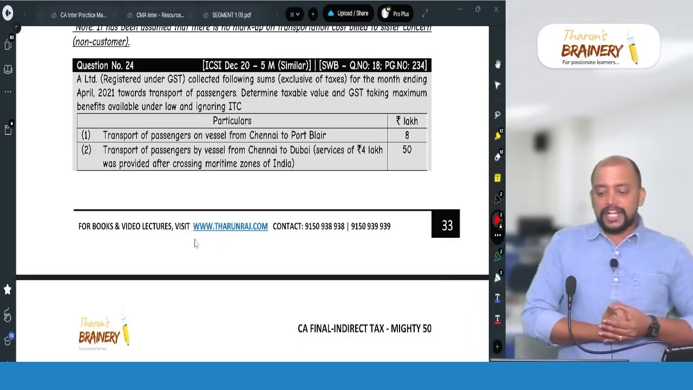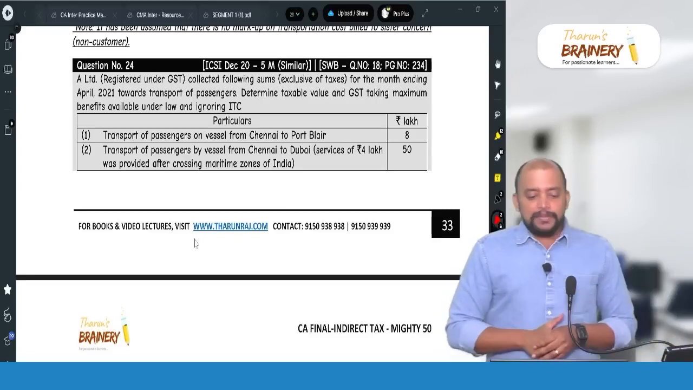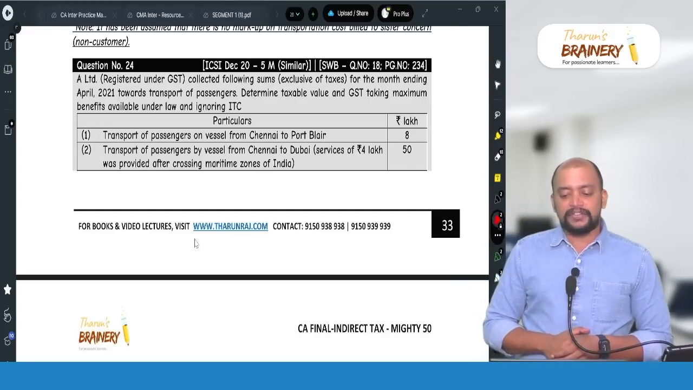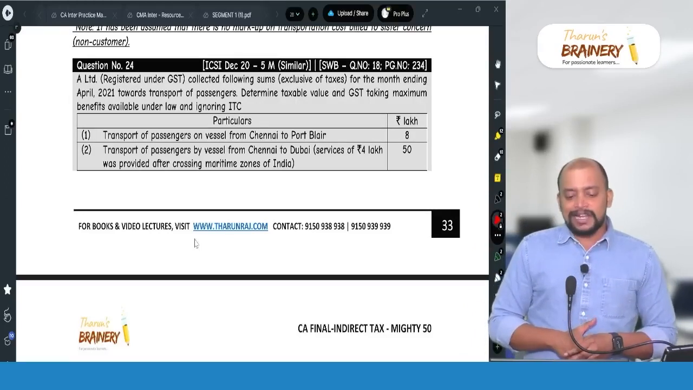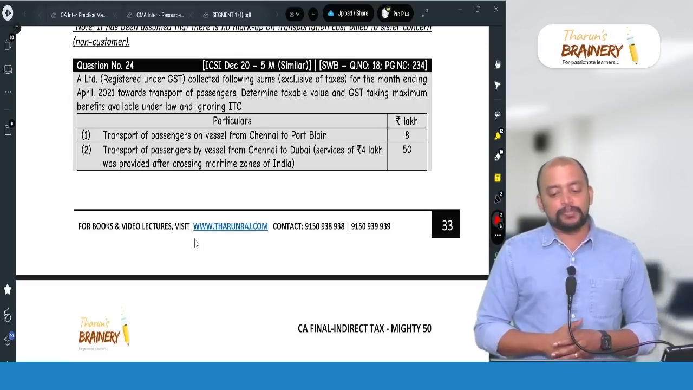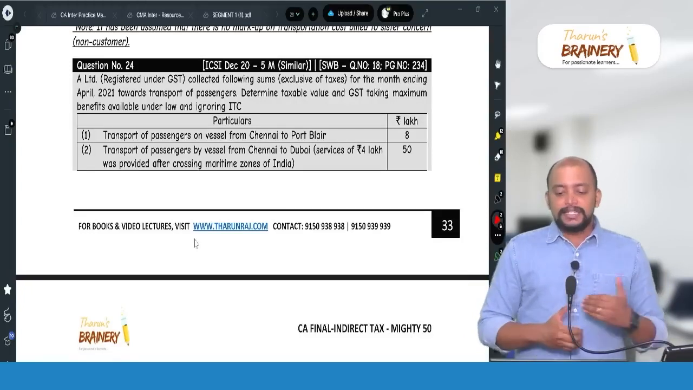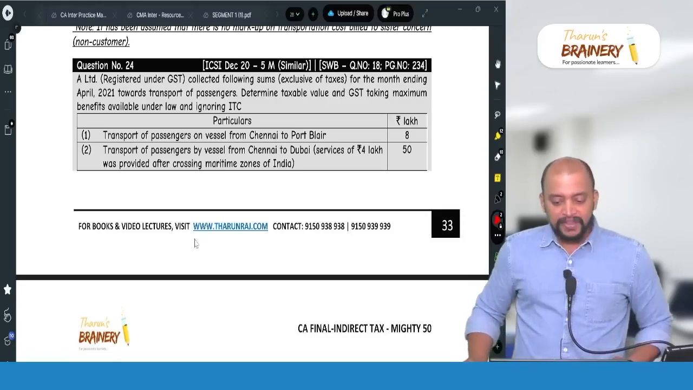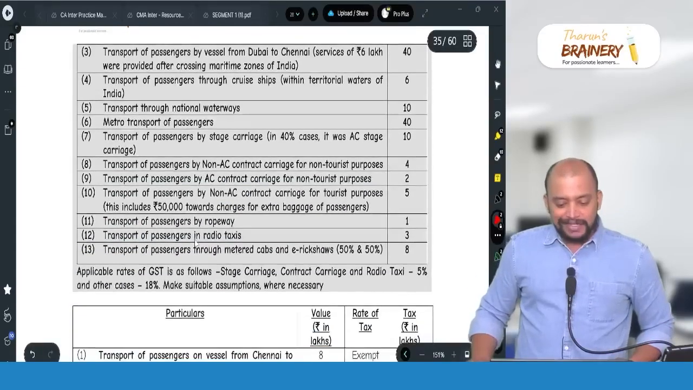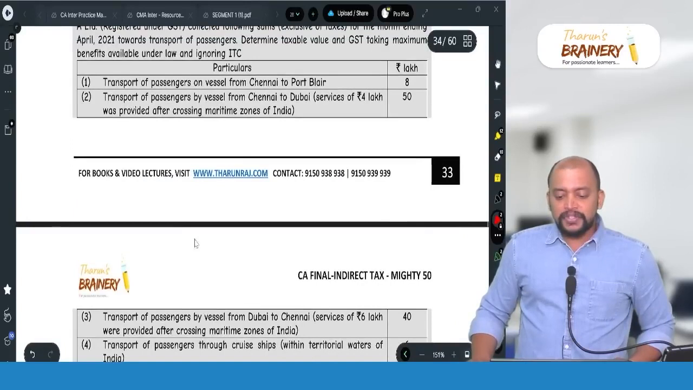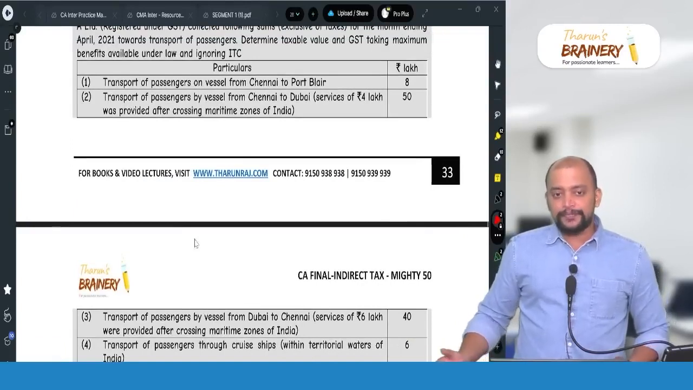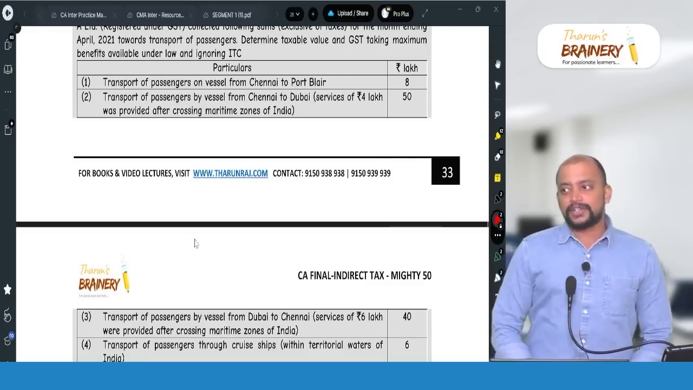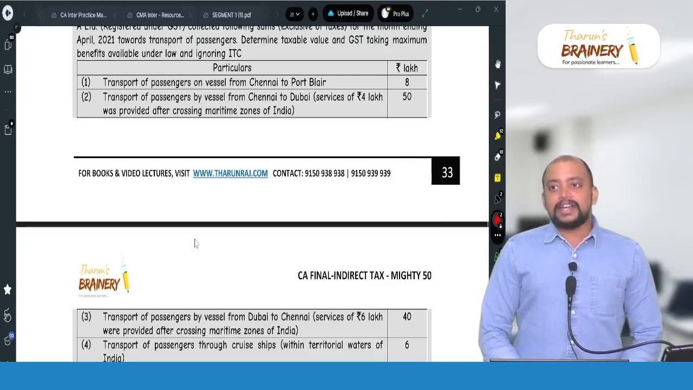Then question number 24. A Limited registered under GST collecting following sums exclusive of taxes for the month ending April 2021 towards transportation of passengers. Determine the taxable value on GST taking maximum benefits available under the law. Transportation of passengers on vessel from Chennai to Port Blair. Port Blair is in, not in Sri Lanka, Andaman.